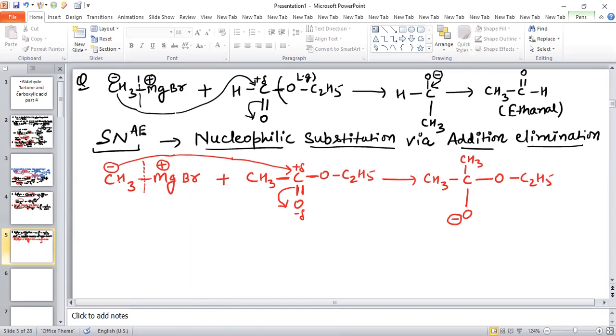When CH3 minus, which is basically a type of nucleophile, attacks, the nucleophile is substituted on this carbon. So this is basically a type of nucleophilic substitution.